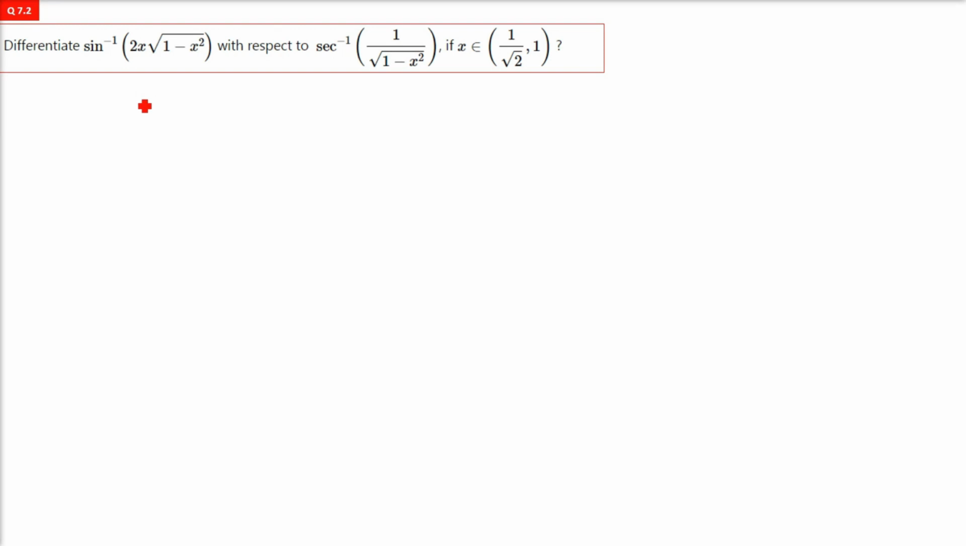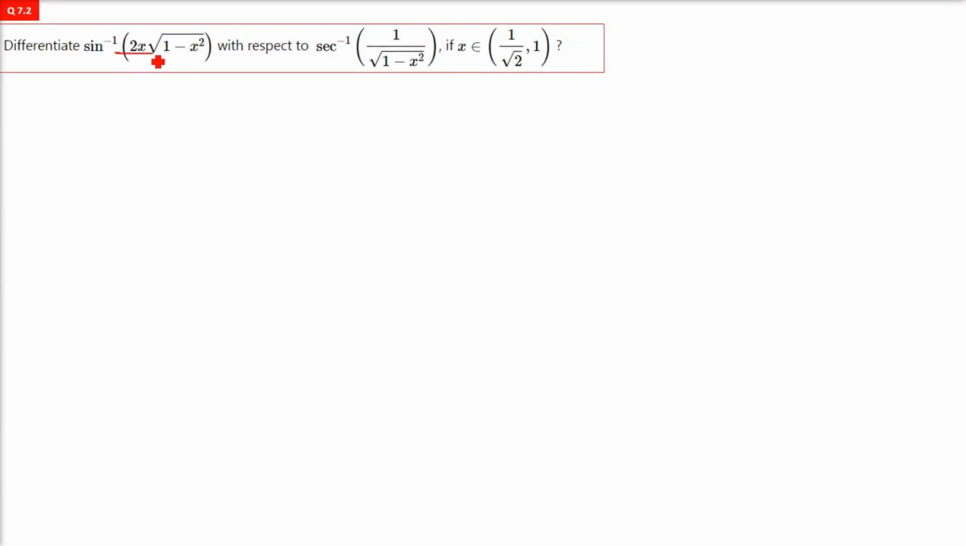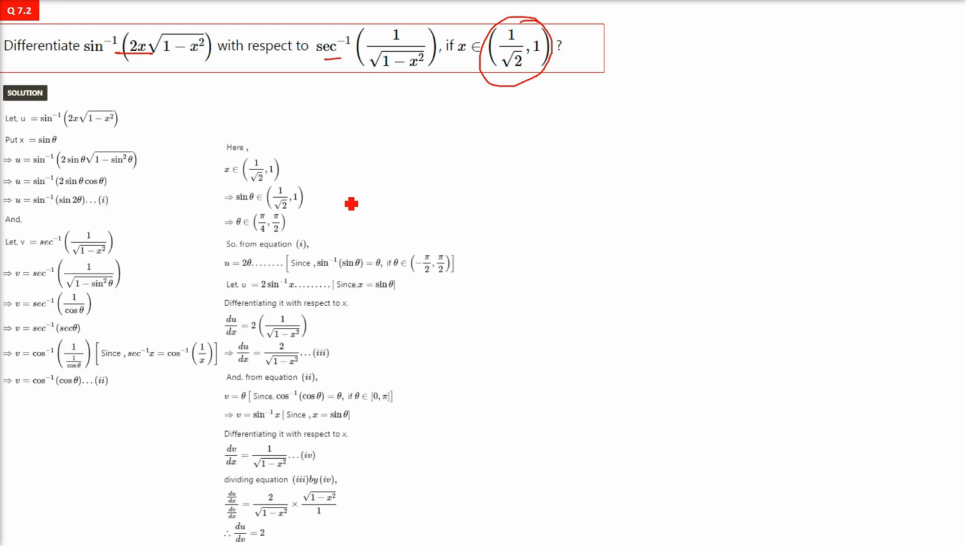Okay, this question again, it's exactly similar to this one. There is no change, only the range is changed. 1 by root 2 to 1. The boundaries, see, the same question will give you a different result if the boundary is different. Because if you don't worry about x belongs to 1 by root 2 comma 1, you will not be getting the right answer. Okay, this is very important.